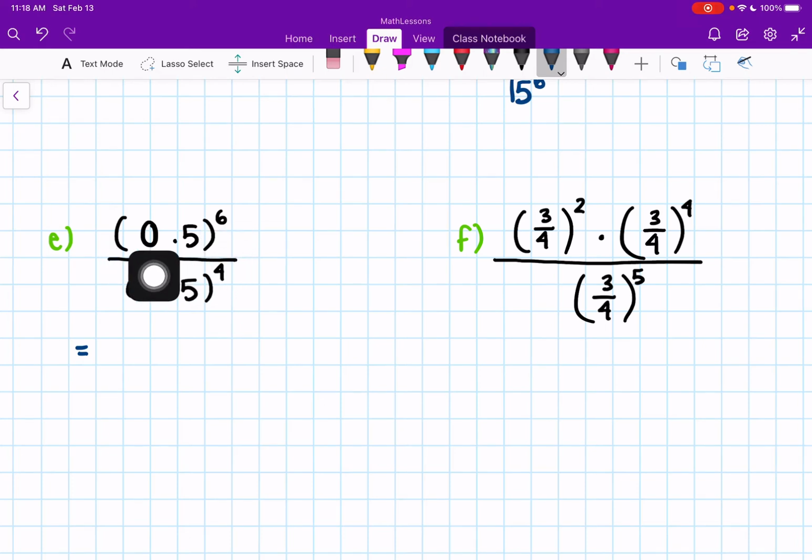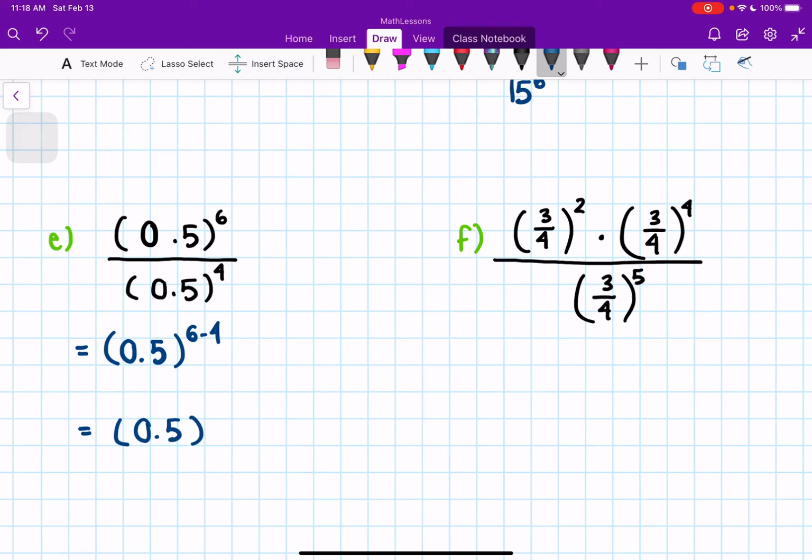So this exponent is touching the bracket, and the bracket says 0.5, and over here, the bracket is also 0.5. So we have the same base, and what we need to do is look at where the power is greater. So we have power 6 and power 4, greater at the top, so we're going to write 0.5, and then we're going to do 6 minus 4, which gives us 0.5 squared.